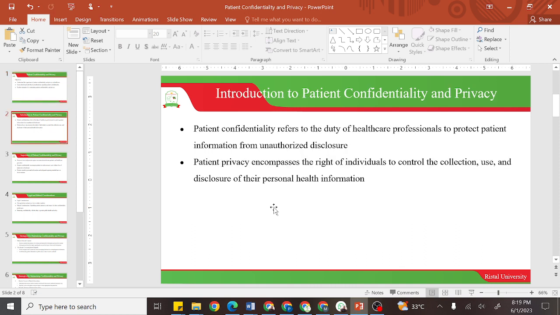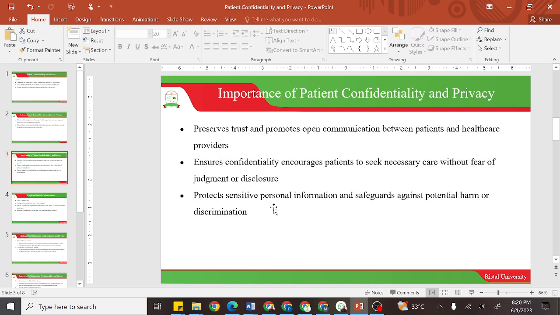So patient confidentiality refers to the obligation or duty that you have as a health professional to protect patient information from access that is not authorized. Patient privacy refers to the right of the individuals to control the collection, the use, and disclosure of their personal health information.